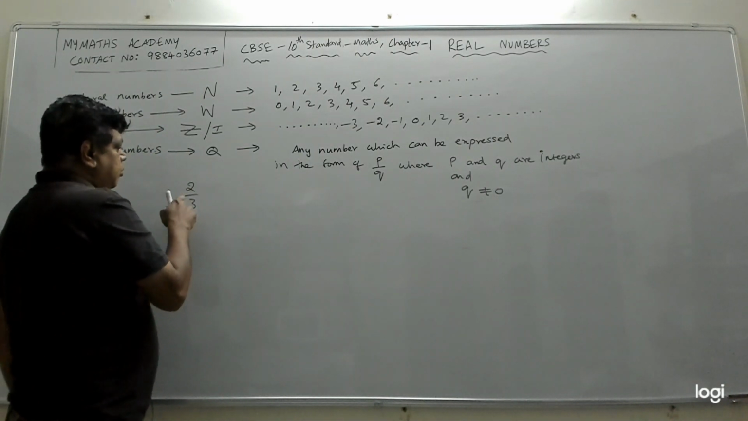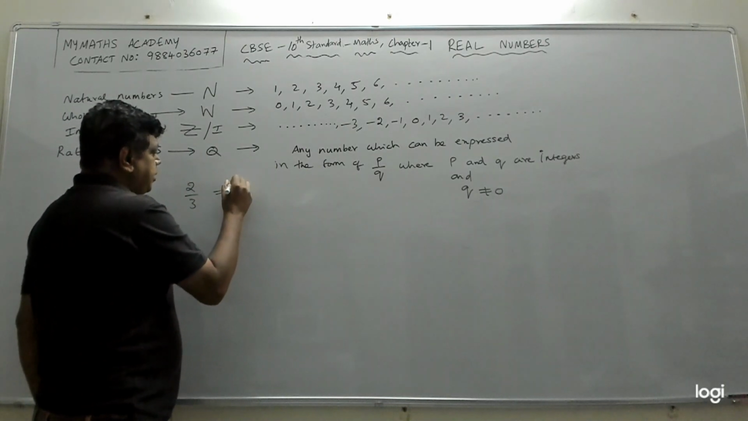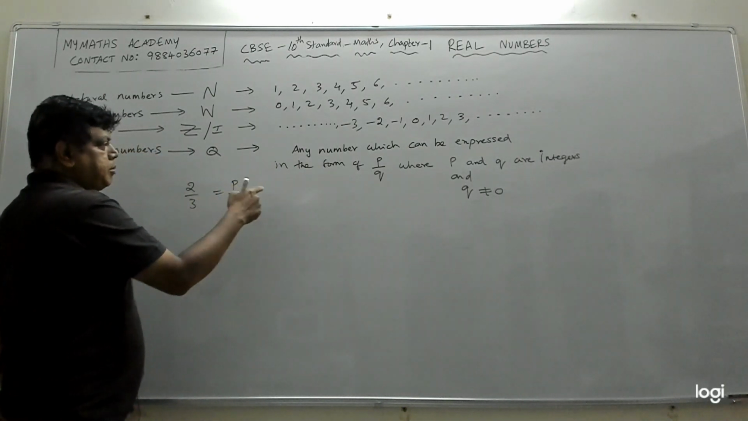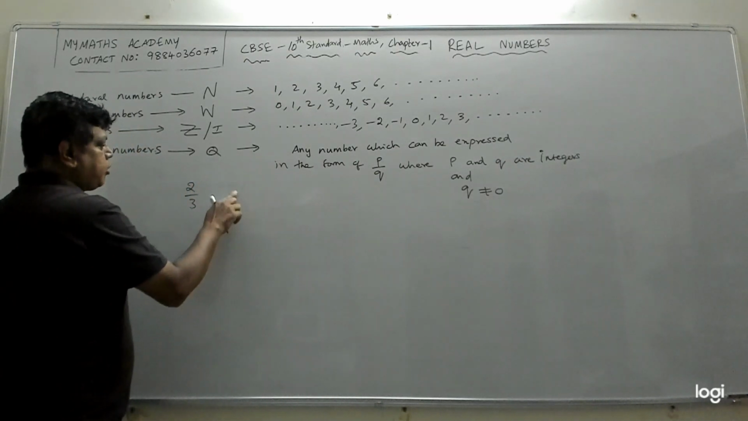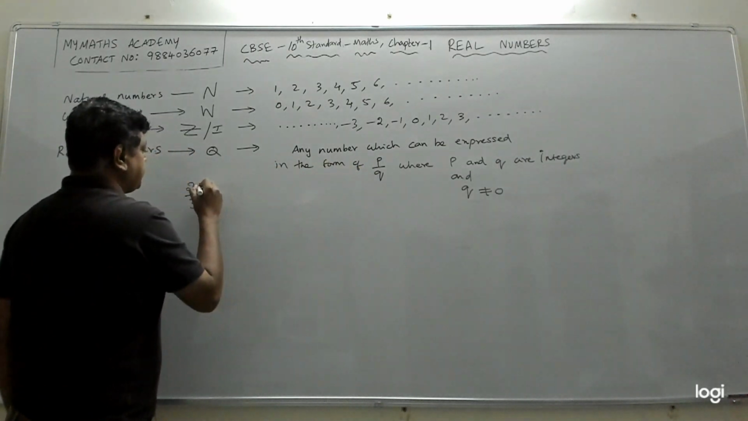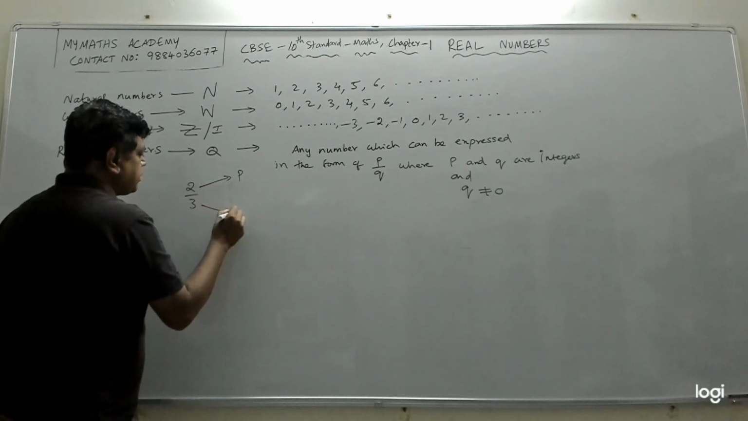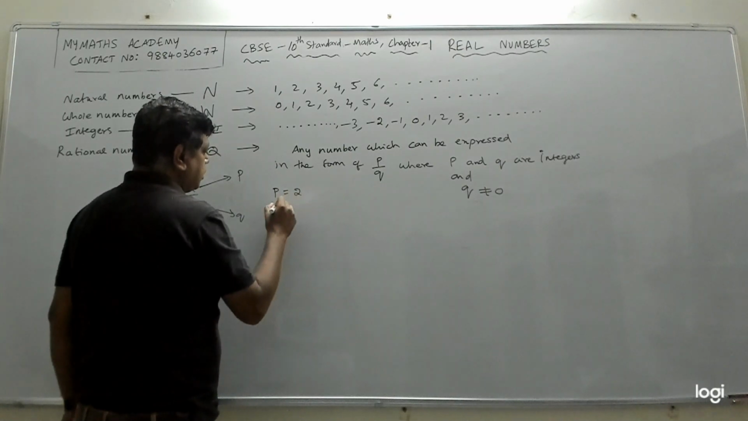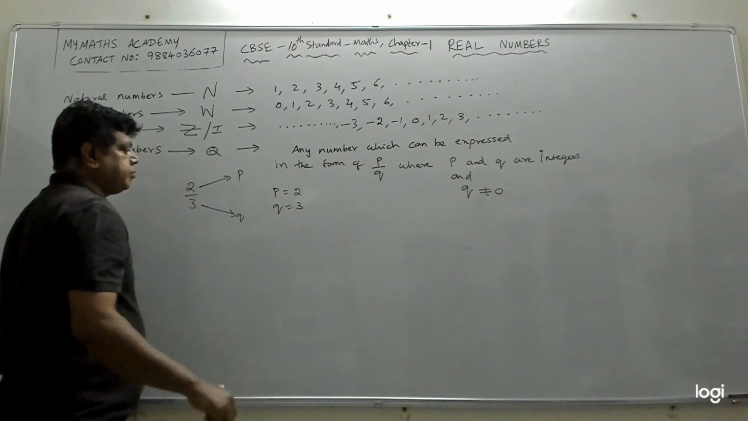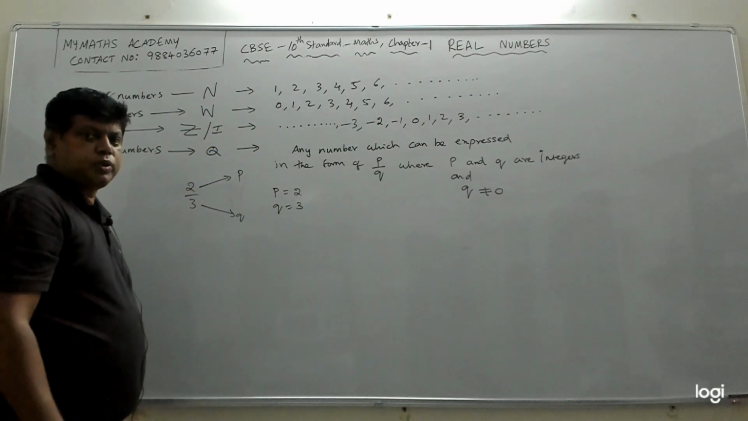Why? Because what is the numerator? This is in the form P by Q. 2 by 3 is like P by Q. Now, what is P? Numerator is P. Denominator is Q. So, P is 2. Q is 3.